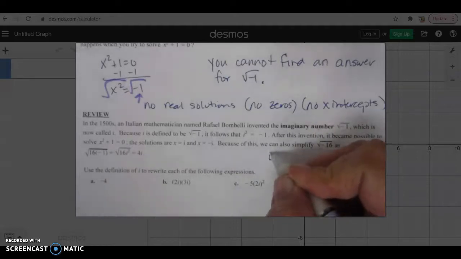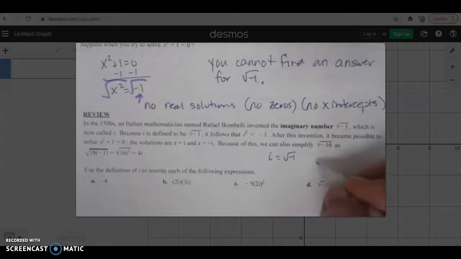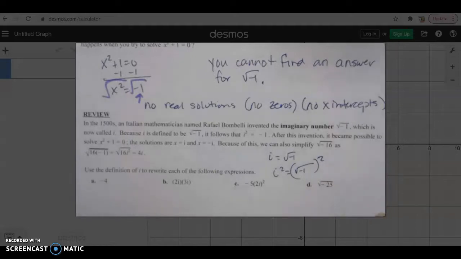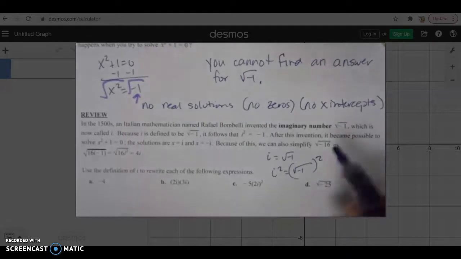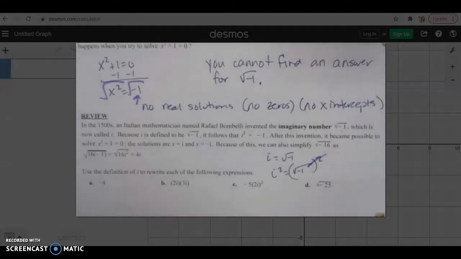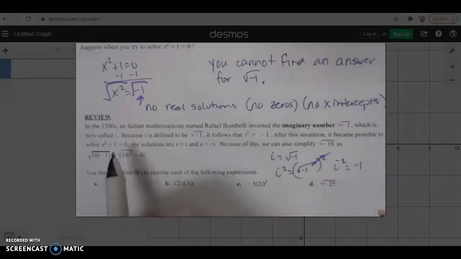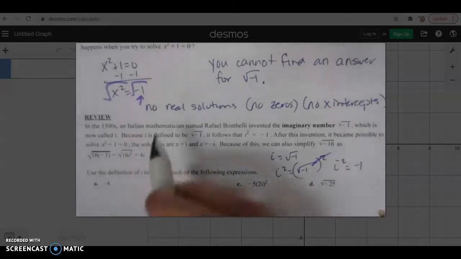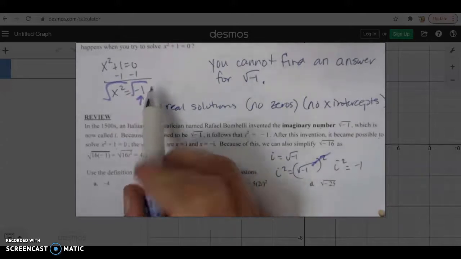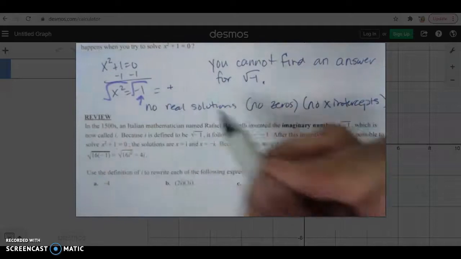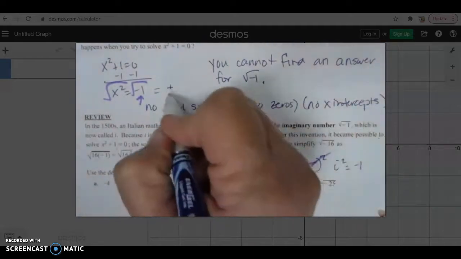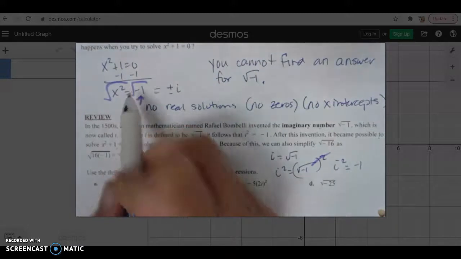So watch. If i equals the square root of negative 1, then if I square both sides, i squared equals the square root of negative 1, squared. And how many times have we talked about that if you have a square root and a square, these guys cancel each other out, and so you're left with i squared equals negative 1. So this is a very important thing. After this invention, it became possible to solve things like this. We ended up, remember, with x squared equals negative 1. Well, that equals positive and negative i, right? Because the square root gives you 2 answers.